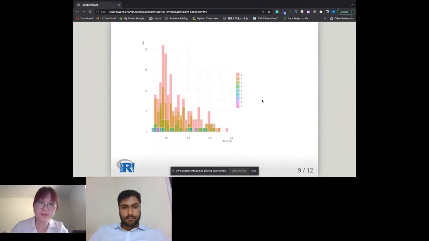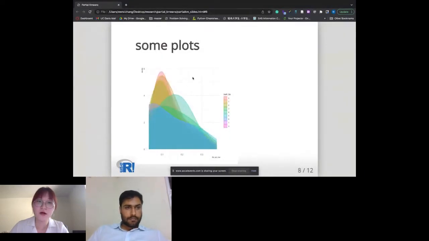We have a second choice here. We have a histogram plot. The only difference between the density and the histogram plot is that instead of the density, we have the total number of counts here. This plot is also from the Hauswolz dataset.